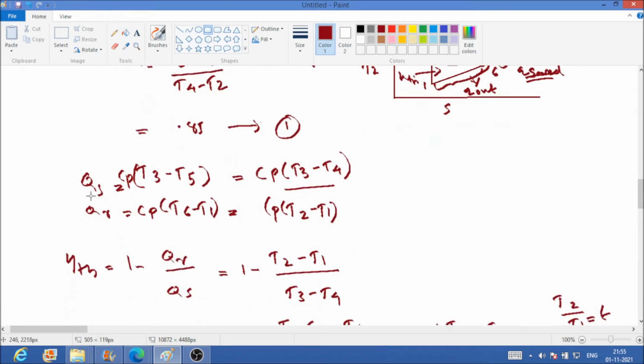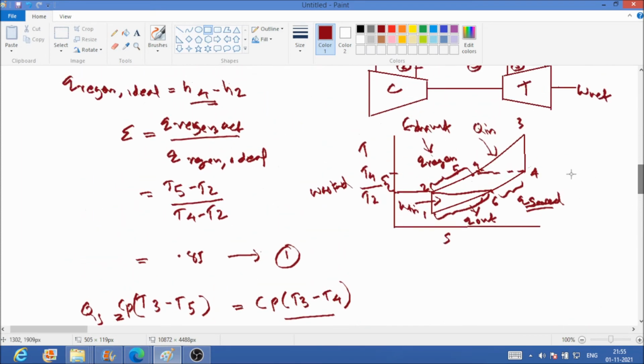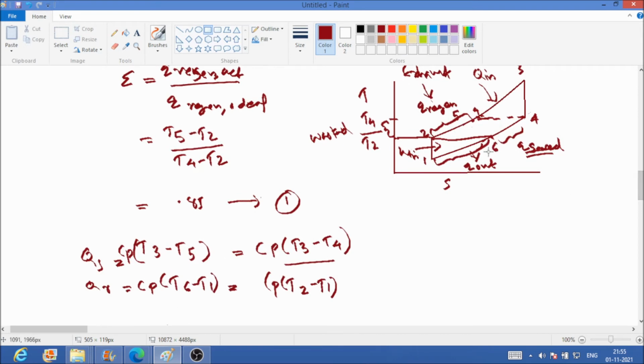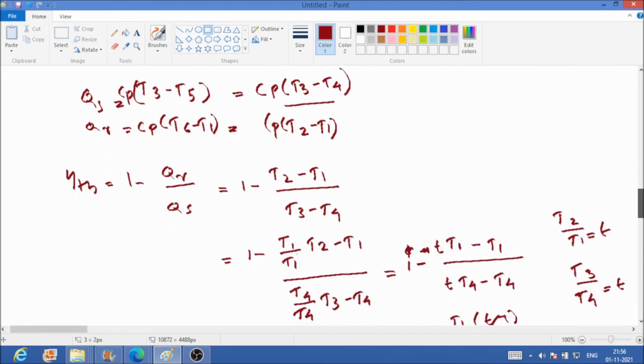The Qs, heat supplied, is equal to Cp into T3 minus T5, and heat rejected is T6 minus T1. Now the limiting case, for the ideal cycle, the heat supplied is equal to Cp into T3 minus T4, that is, T5 will become T4 in the limiting case, and T6 also becomes T2 in the limiting case. So actually this T6 is a bit higher than this T2. Now in the limiting case, T6 becomes equal to T2. In the place of T6, I use T2 minus T1.